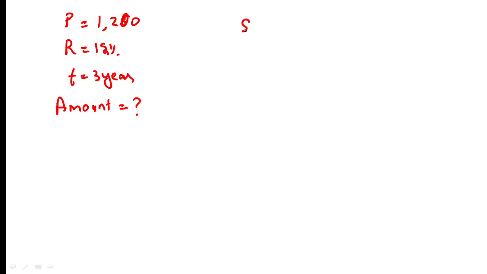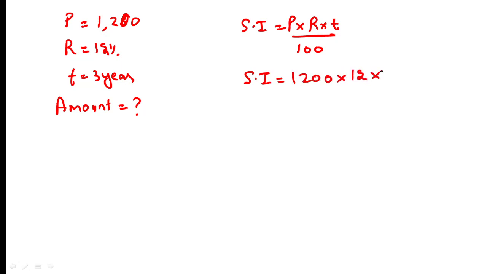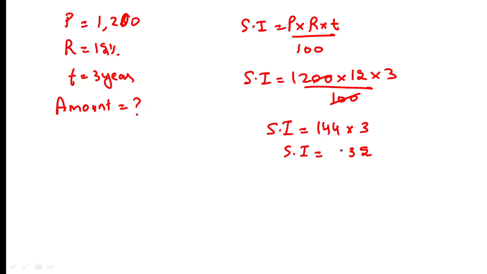We know that the formula for simple interest is P into R into T upon 100. So first of all you will calculate the simple interest. Principal is 1200, rate is 12%, time is 3 years, divided by 100. These zeros will cancel. The value of simple interest will become 12 into 12 is 144, into 3. 4 threes are 12, carry 1, 4 threes are 12, 13, 4 3 1 are 3, so 432 rupees.